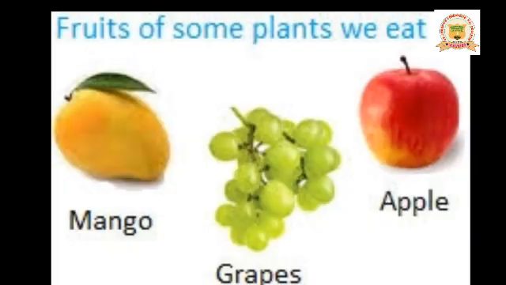Next one, children, do you like fruits? So fruits are also parts of a plant. We eat fruits as food. For example, mango, grapes, apple, banana. There are lots of types of fruits which are very healthy for our body, and those fruits are eaten as food. Means plants are very useful. Plants are eaten as food.